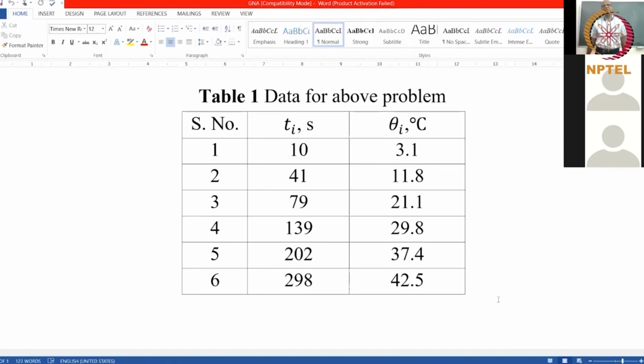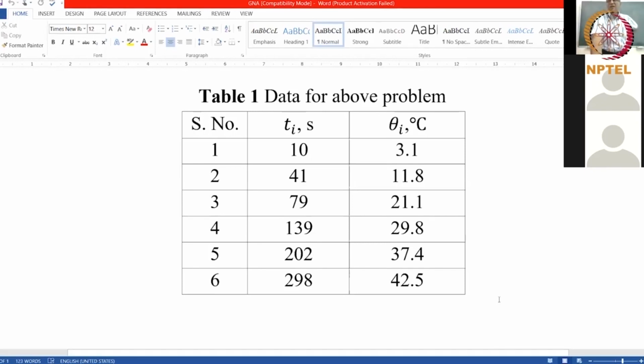10 seconds, 3.1 degrees Celsius. 41 seconds, 11.8. 79 seconds, 21.1. 139 seconds, 29.8. 202 seconds, 37.4. 298 seconds, 42.5. What am I saying? Time and the corresponding theta. But what is theta? T minus T infinity.